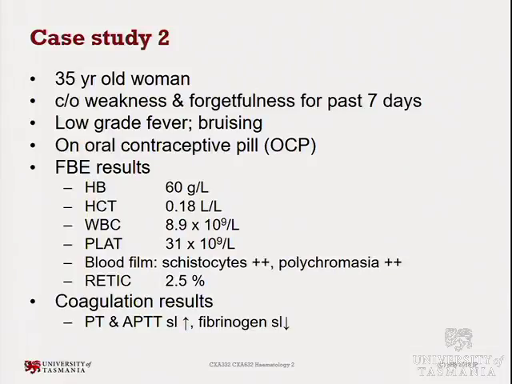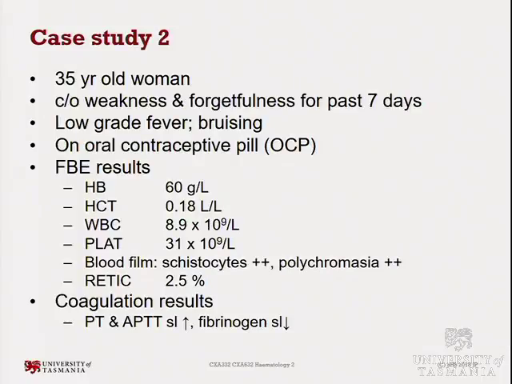In this case, it's a 35-year-old woman. Weakness and forgetfulness for the past 7 days. She has presented with a low-grade fever and bruising. So as soon as we see bruising, what are we thinking about? We're thinking about something wrong with the hemostatic system, something wrong with her hemostasis.